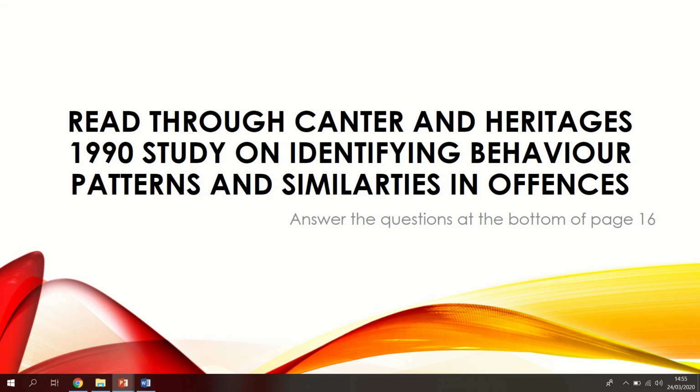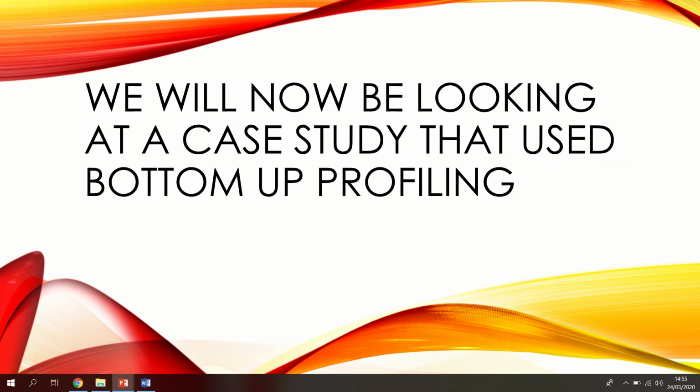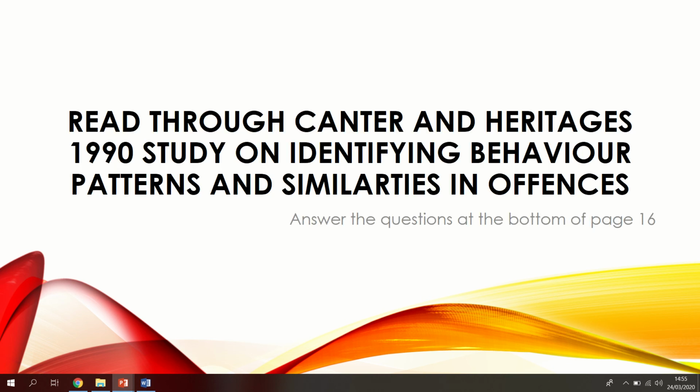So the questions are: all the data is correlational in Kanter and Heritage's 1990 study. What criticism can therefore be made of Kanter's approach? Hopefully you've put something like, being correlational means there's no cause and effect. Do we actually know that one variable affected the other? Do we actually know that we can trust the research, because correlational research tends to be less valid than other types of research?